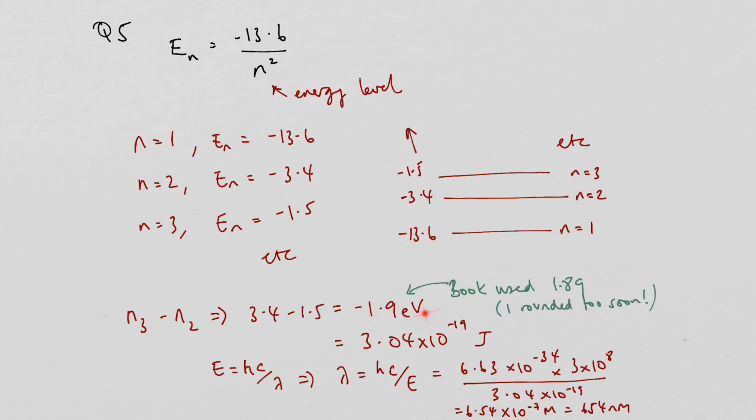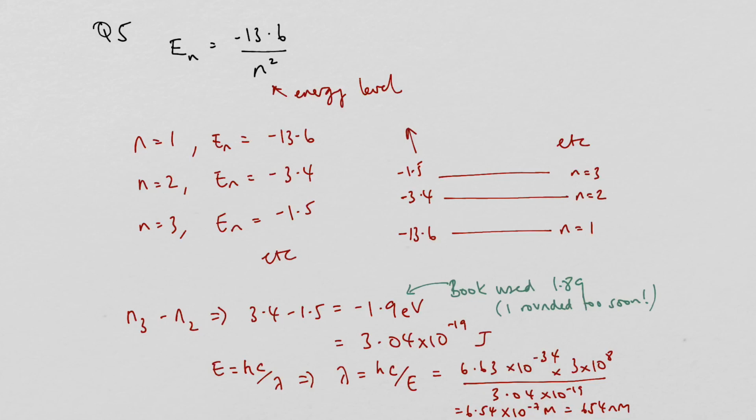So again, I've converted 1.9 eV into joules, and I've multiplied, like before, by the charge on an electron, 1.6 times 10 to the minus 19. I've then double checked the question, and yes, they want the wavelength, so I've rearranged hc over lambda for lambda equals hc over E. And I've plugged in the numbers, Planck's constant, speed of light, and then the value that I've calculated just there. And it comes through at 6.54 times 10 to the minus 7 meters.